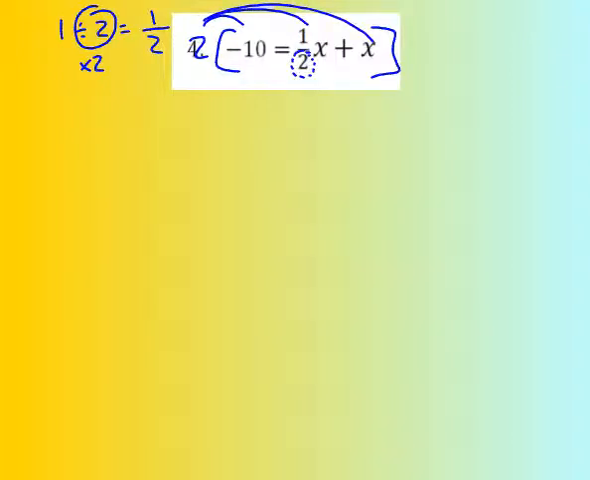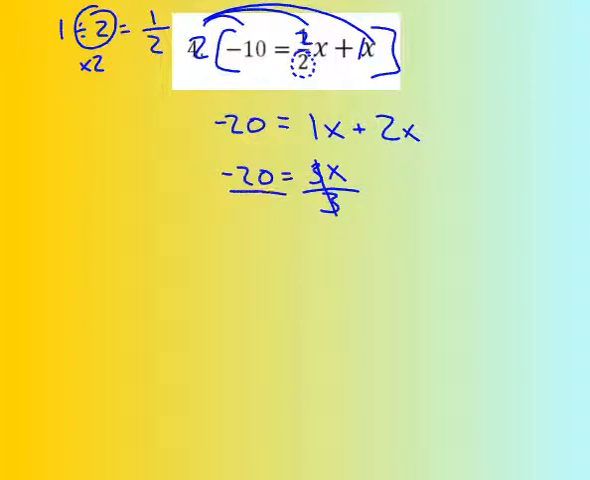What happens when you do that? 2 times a negative 10 is a negative 20. 1 times 2 is 2. Divided by 2 is back to 1x plus 2x. Because 2 times this 1x is 2. So then we'd have negative 20 equals 3x, divided by 3, divided by 3.